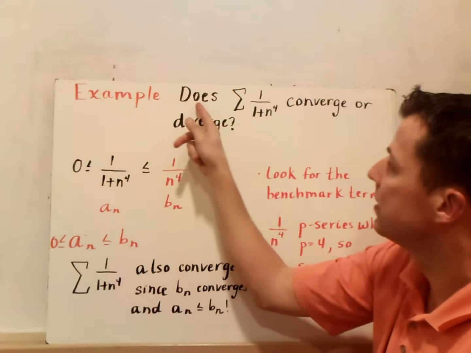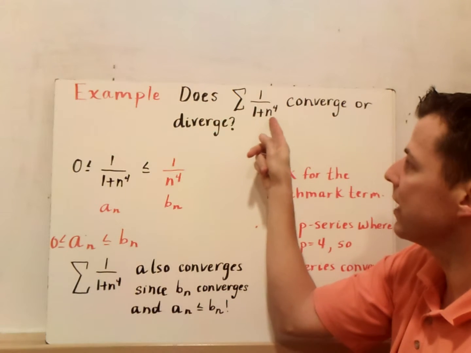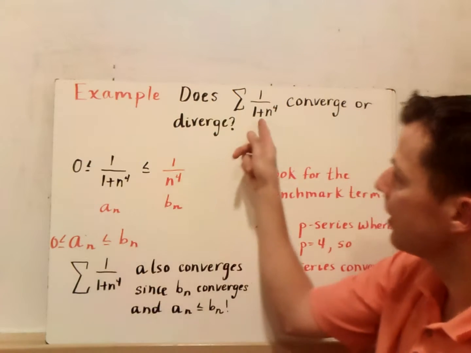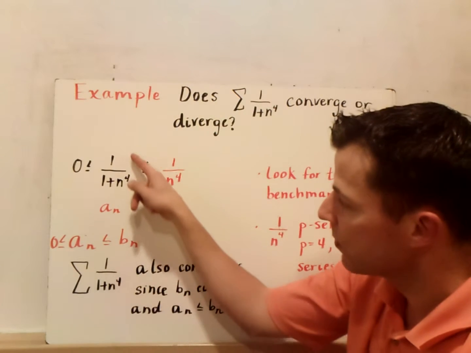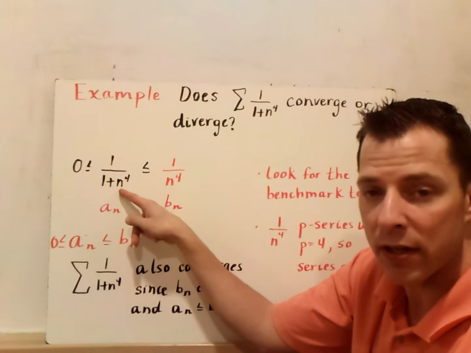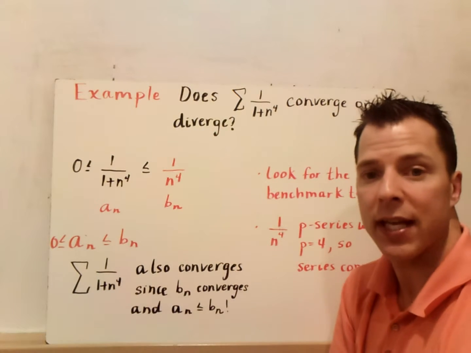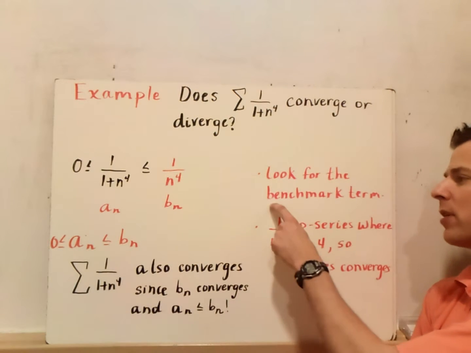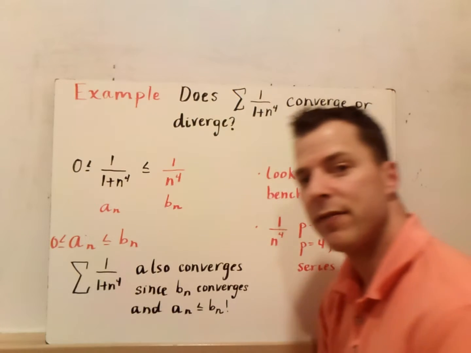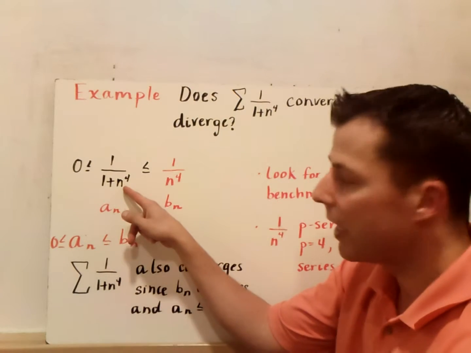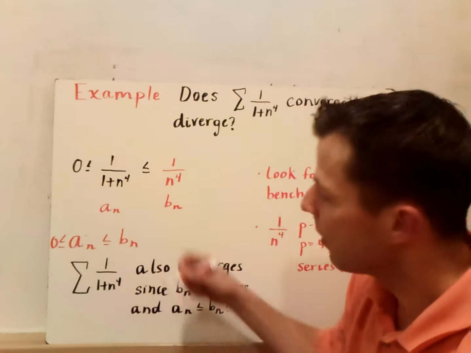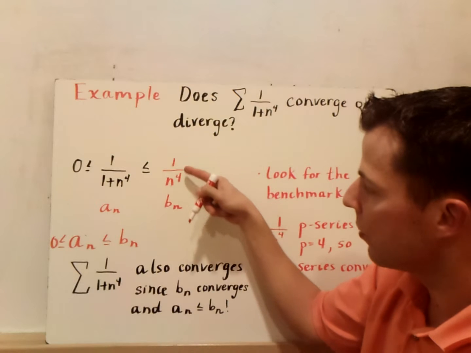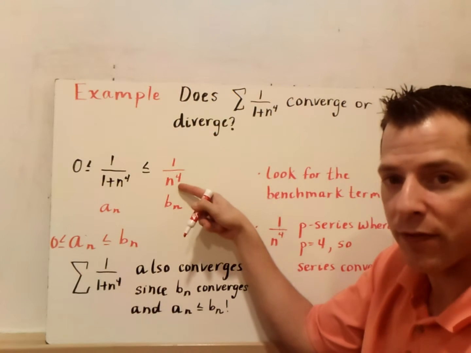Alright, in example 1, does the sum 1 over 1 plus n to the fourth converge, or does that diverge? So I need to figure out what I compare my a sub n with. There's my expression 1 over 1 plus n to the fourth. And the idea here is we're going to be looking at these ideas of benchmark terms, these important terms. So look for your benchmark term. That's going to be the term that has the variable, and probably the variable with the largest power. So my key term here, my benchmark, is n to the fourth. So this is 1 over a number, so I'm going to compare it to 1 over n to the fourth.